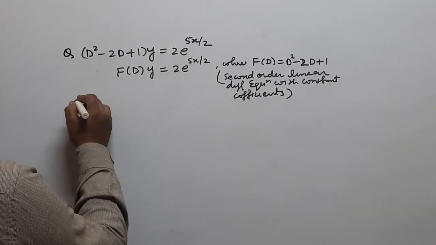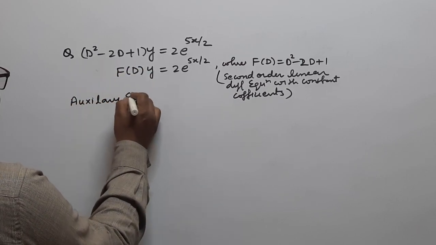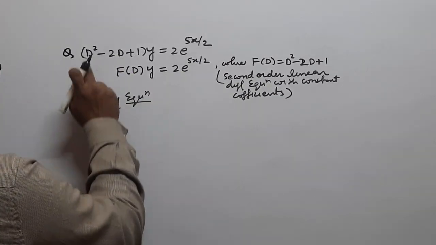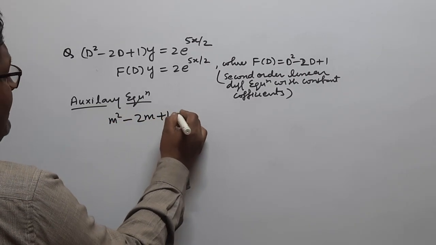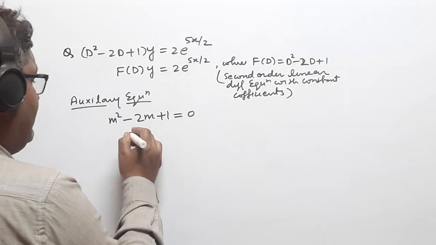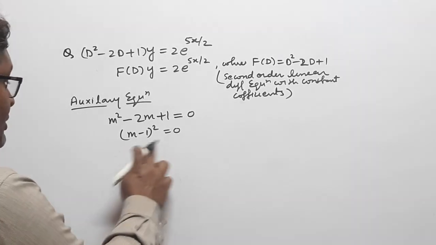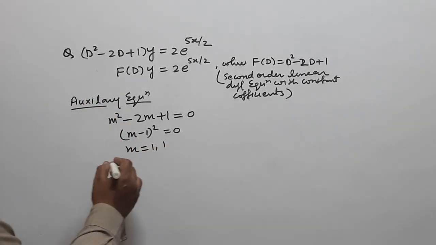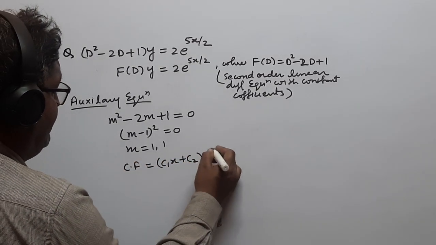For finding the complementary function, first we find the auxiliary equation. The auxiliary equation can be obtained from F(D). So in place of D we replace m. So m squared minus 2m plus 1 is equal to 0. Now this can be written as (m minus 1) whole squared. So the roots of this quadratic equation are 1, 1.